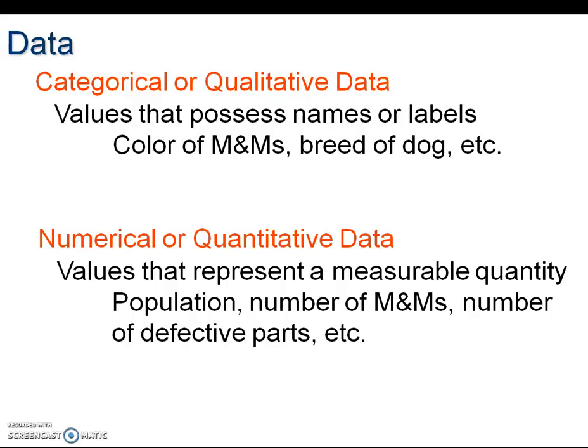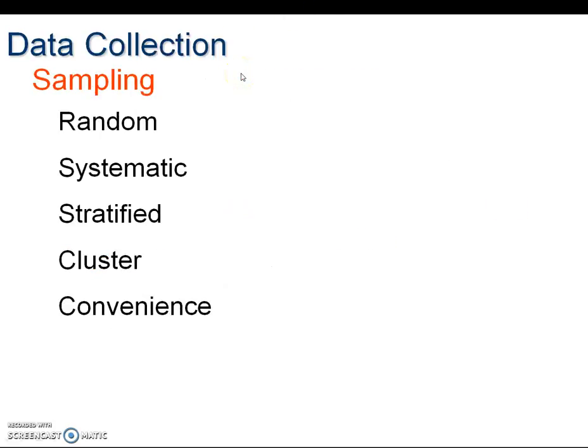Now, you can have two different types of data. You can get qualitative data, which deals with qualities and is non-numerical data, so color of M&Ms, breeds of dogs, names and labels. Or you can get quantitative data, that's numerical data. That's going to be how much it is, the number of M&Ms, the number of defective parts, the populations, things that you can actually quantify. So quantity, quality.